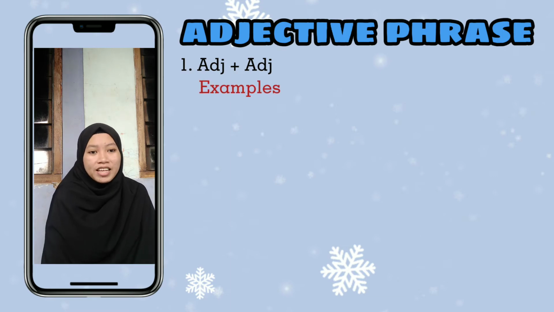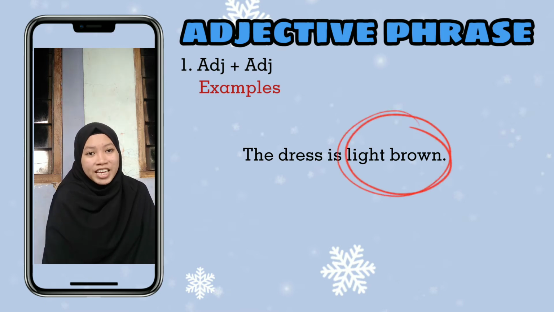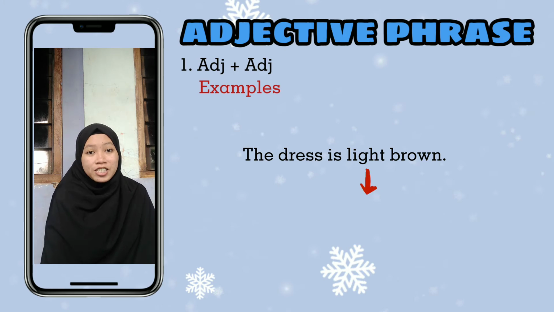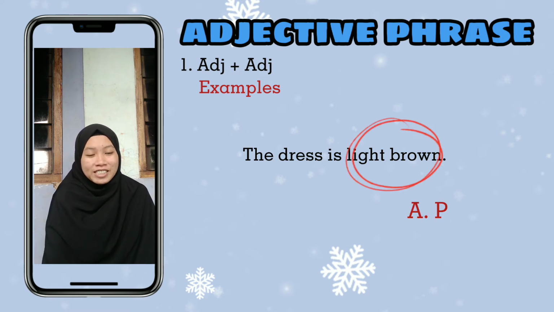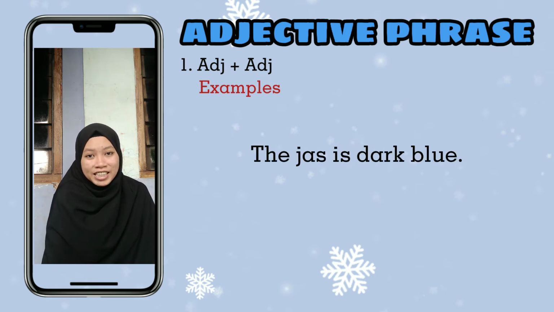For example, the dress is light brown. In this sentence, light brown is adjective phrase. Light is adjective and brown is adjective. So, light brown is adjective phrase. The second example, the dress is dark blue. In this sentence, the adjective phrase is dark blue.